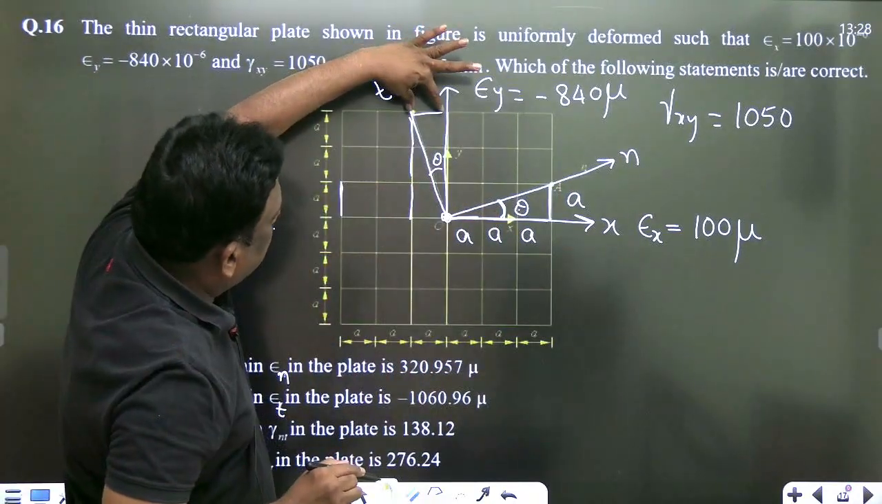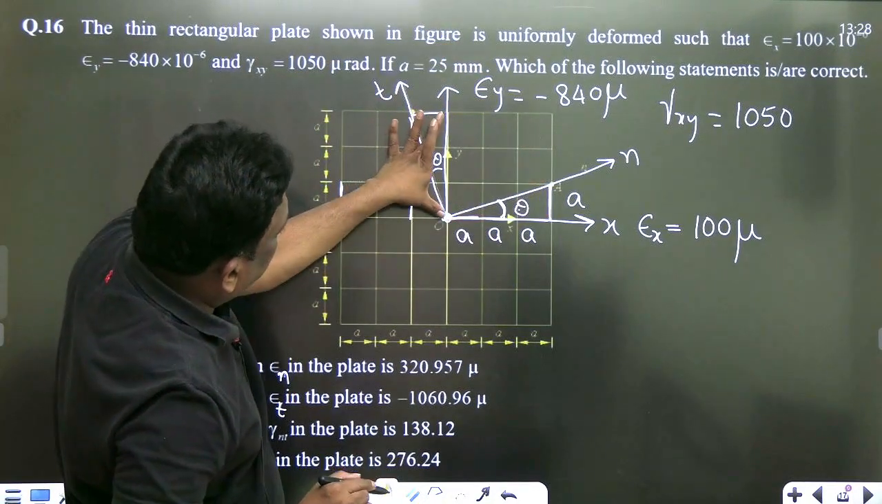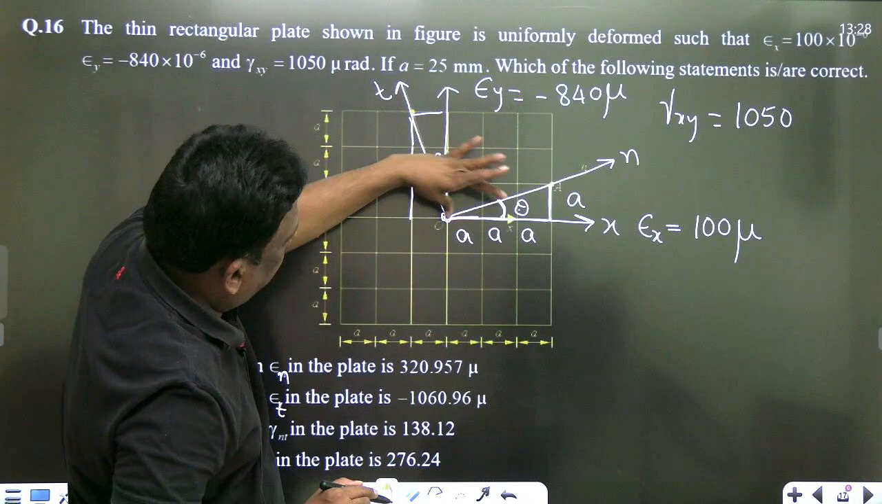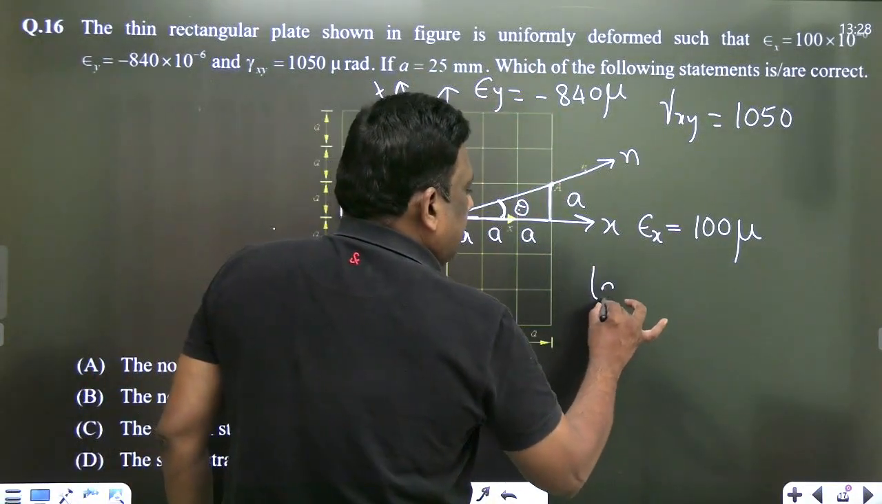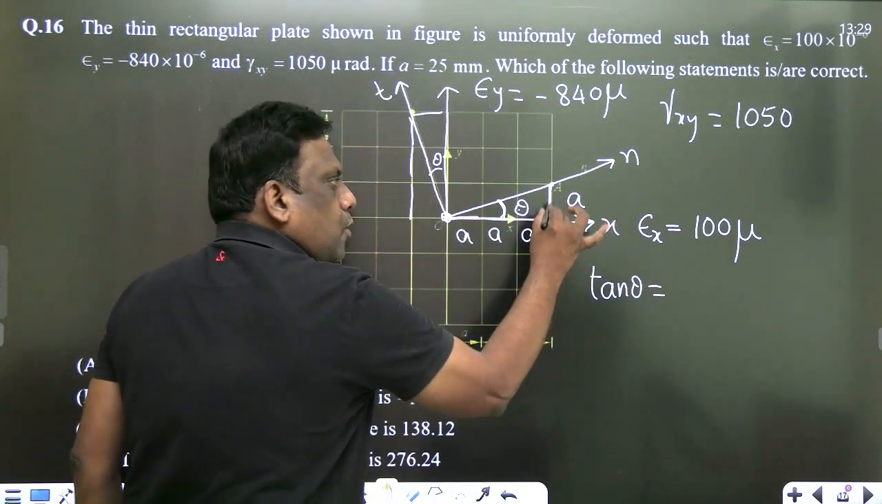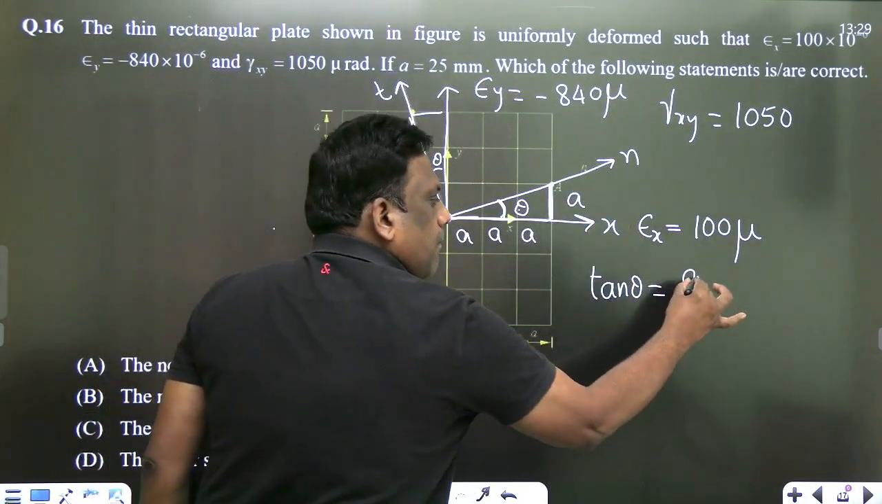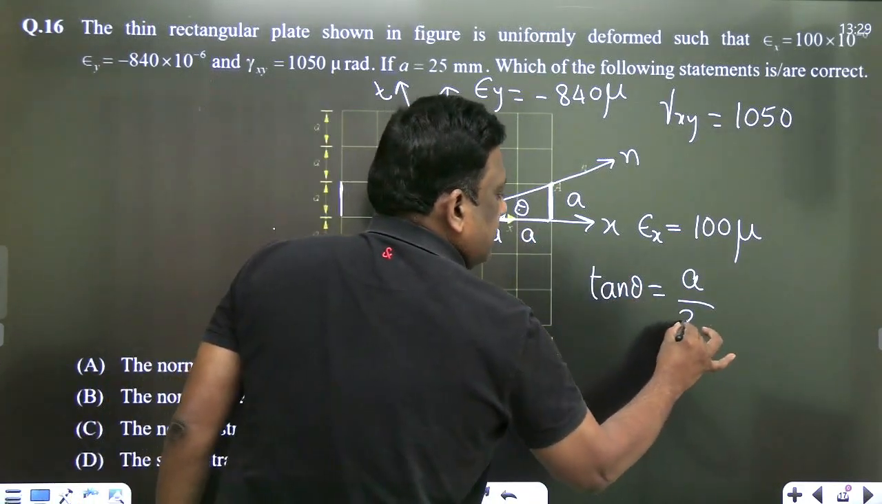How? This displacement is A. This is A. And this vertical is A plus A plus A, 3A. So horizontal is A plus A plus A, 3A. So can I calculate the angle theta? Yes, sir. Tan theta is opposite, that is A, by adjacent, A plus A plus A, which is 3A.